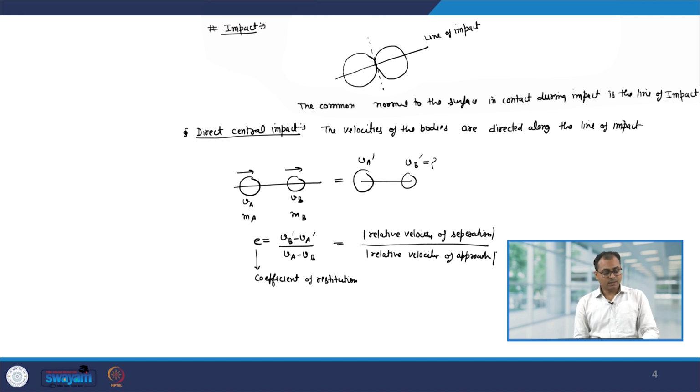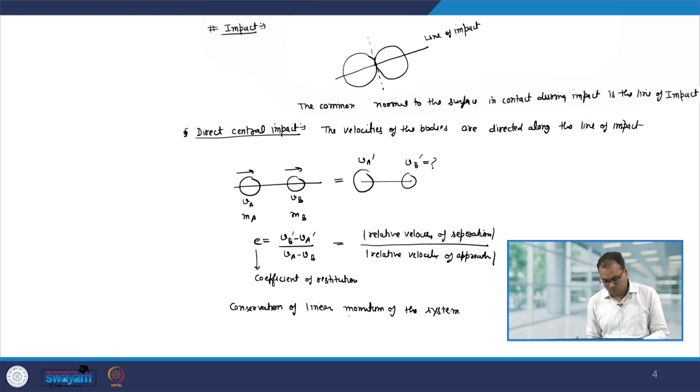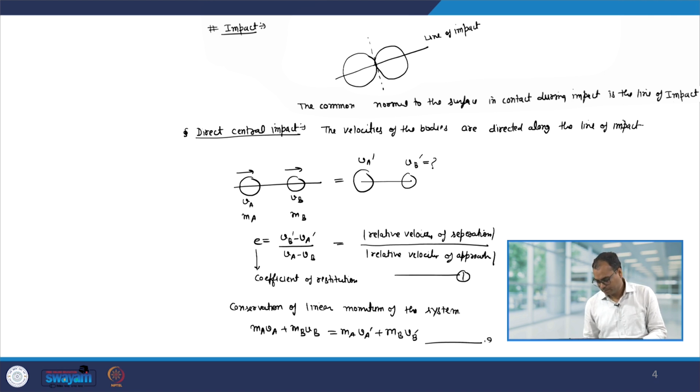Okay. And the second equation comes from the conservation of linear momentum of the system. So, we have m A V A plus m B V B equal to m A V A prime plus m B V B prime. So, we have two equations and two unknowns. So, therefore, the problem was solved.